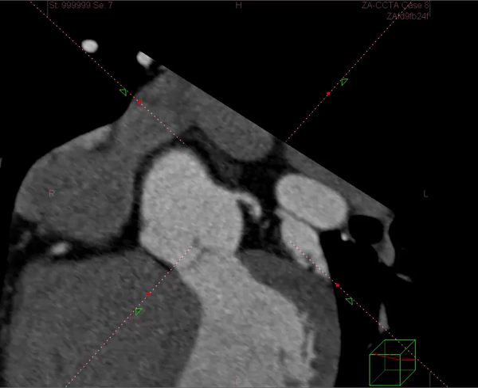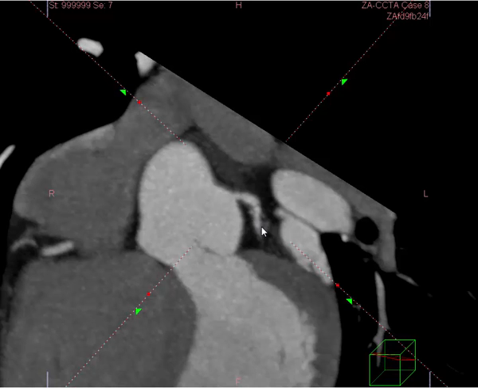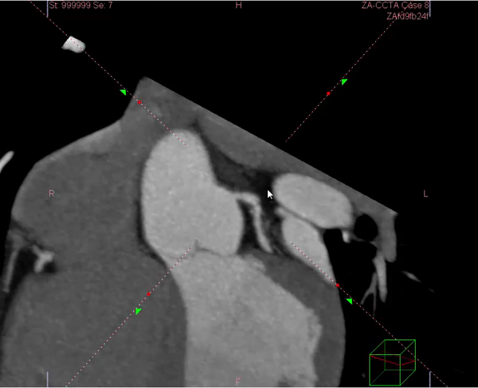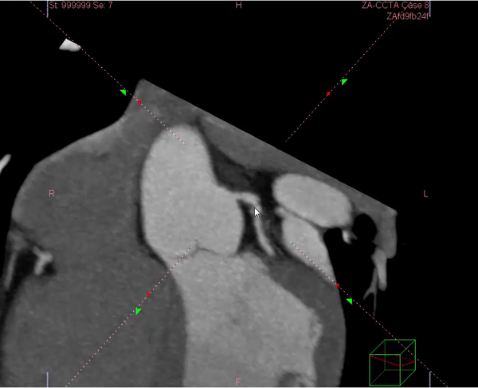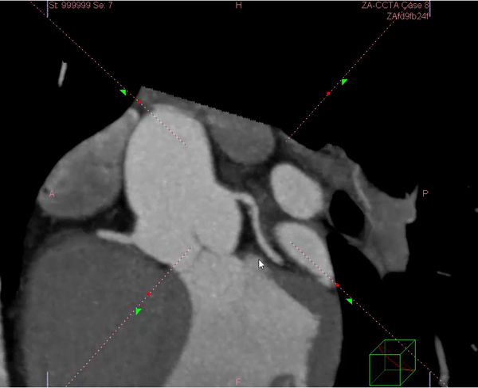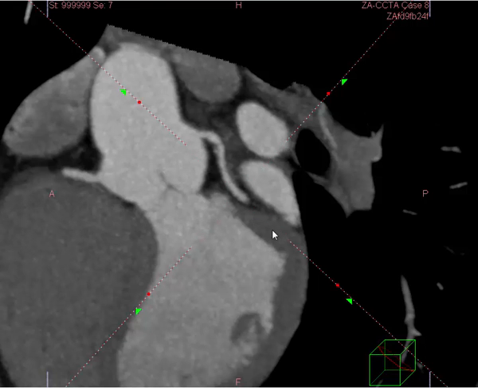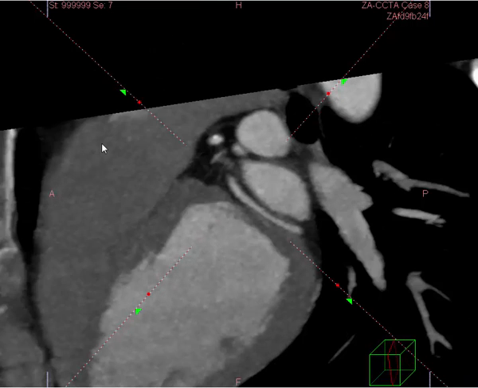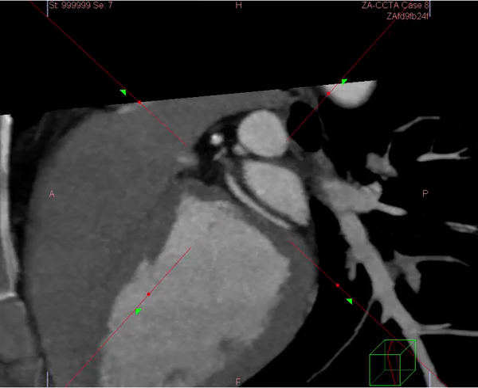Switching back to a MIP view, we can see here in the origin of the circumflex, there actually is some eccentric, mixed, non-calcified, as well as probably ulcerated plaque involving the ostium of the left circumflex. This is clearly non-obstructive. We follow the remainder of the vessel down. This otherwise is an unremarkable vessel.